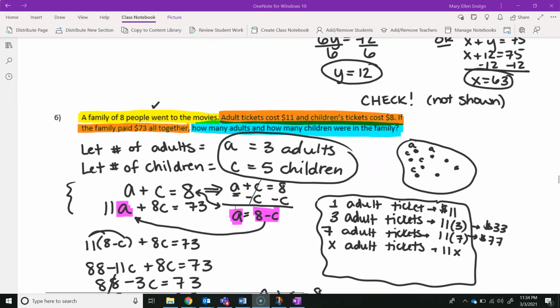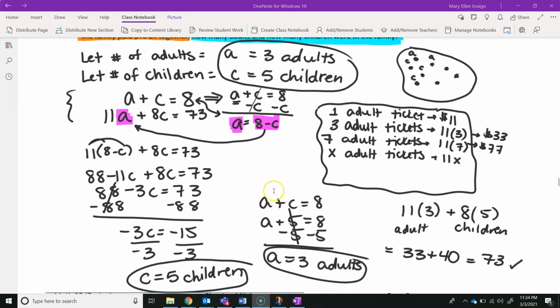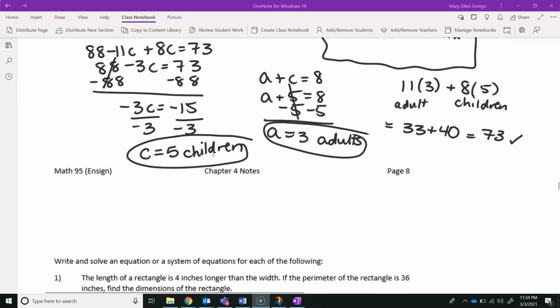Then we had an example of this family going to the movies. We had adult tickets, we had children's tickets, we had a total number of people, and we had a total value of what they paid. So we did that one. These, a plus c equals 8 and 11a plus 8c equals 73, were our two equations that we wrote. And then we solved them using our substitution method.